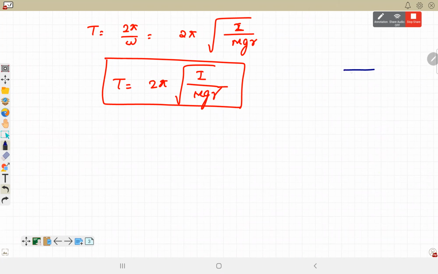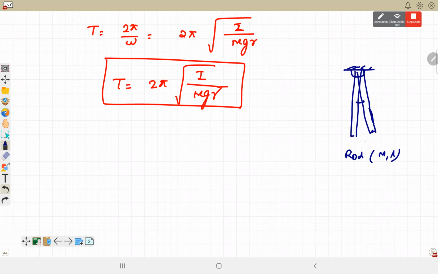So let's say instead of this simple pendulum, there is a rod of mass m and length L, which itself is oscillating about one end, the axis passing through one end. It is given an angular displacement of theta, and then it starts performing SHM.